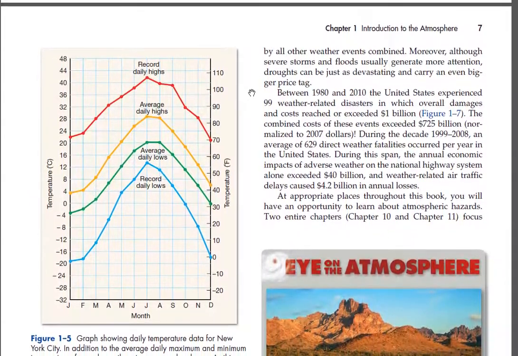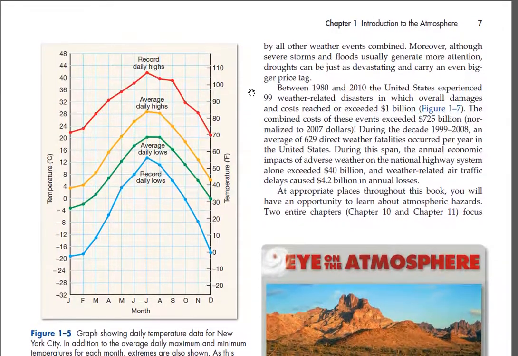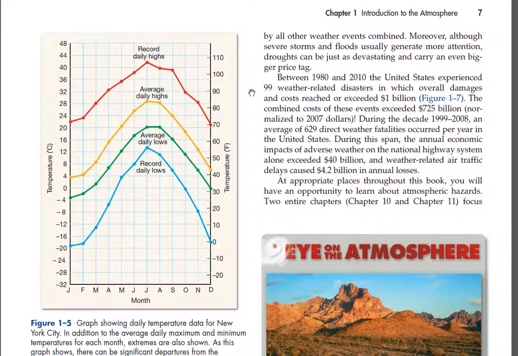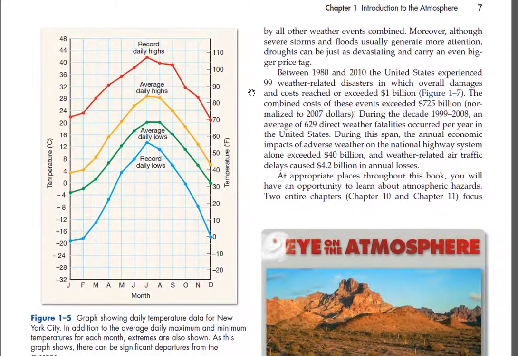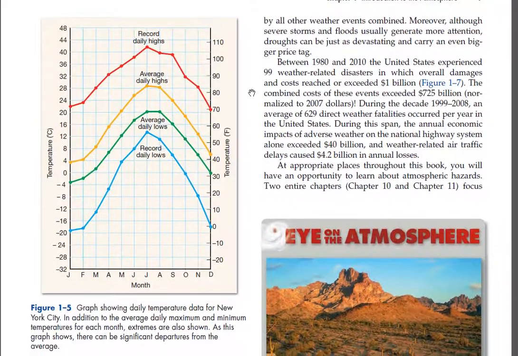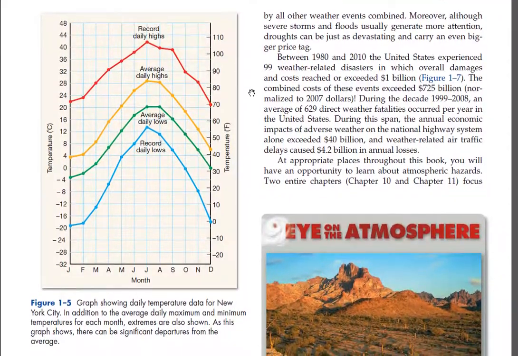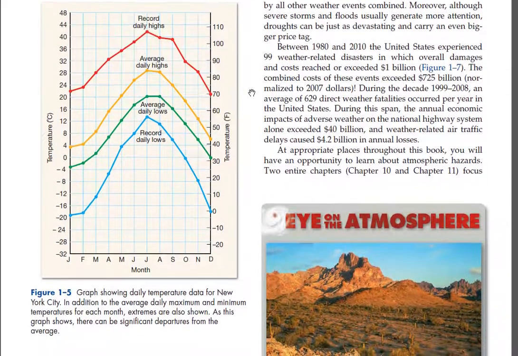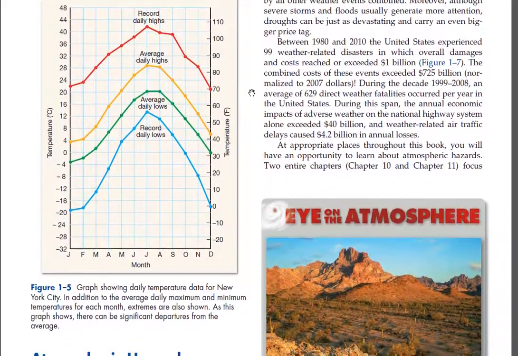Between 1980 and 2010, the United States experienced 99 weather-related disasters in which overall damages and costs reached or exceeded $1 billion, Figure 1.7. The combined costs of these events exceeded $725 billion, normalized to 2007 dollars.